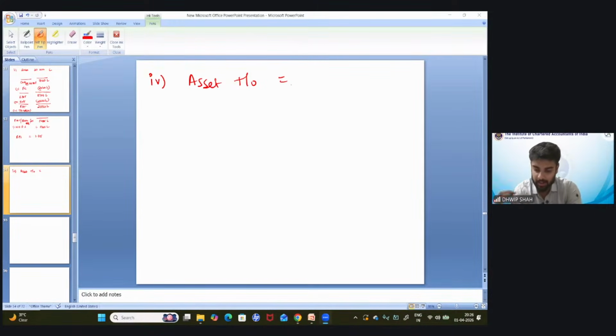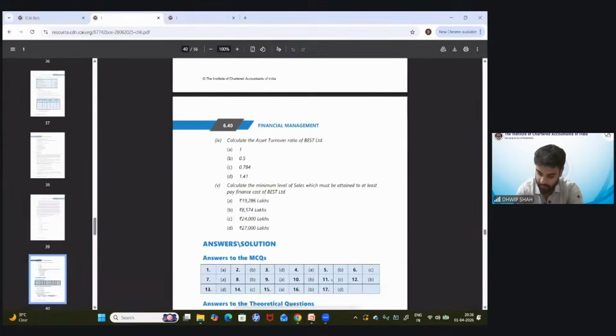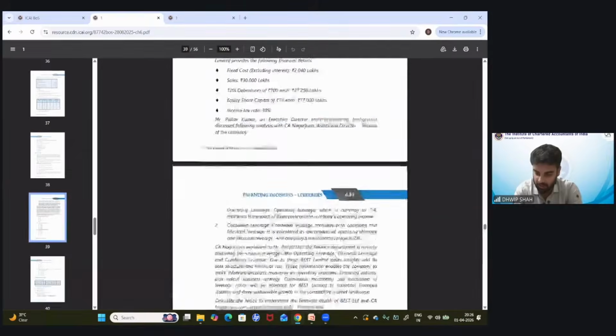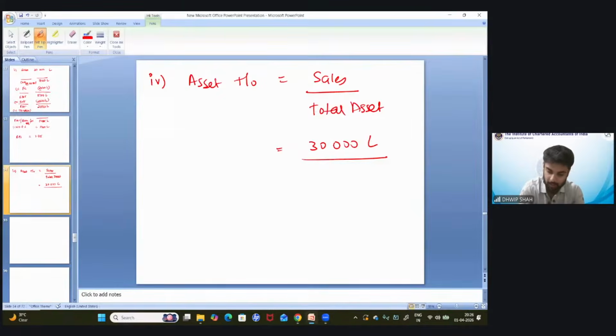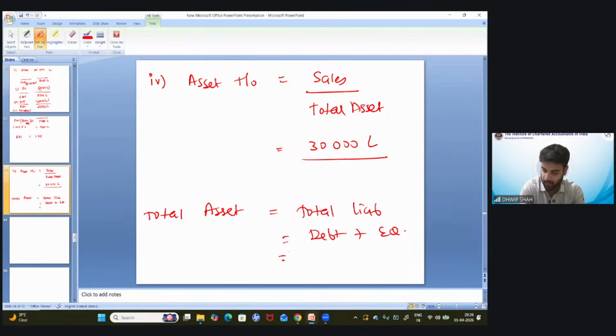ये बताओ ना फॉर्मूला क्या है असेट टर्नओवर सेल्स अपॉन टोटल असेट. This is the formula for asset turnover. How much is sales? 30,000 lakhs. How much is total assets? Anywhere question has given total assets का फिगर बोलो? Can I say total of liability side, debt plus equity, will be my total of assets? Yes or no. Total of liability side will be my total of asset side. तो liability side में क्या है, डेट है और इक्विटी है. Total asset will be equal to total liability, debt plus equity.